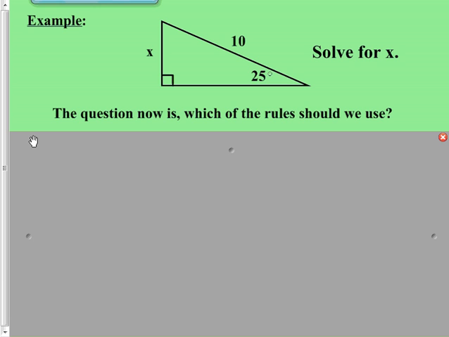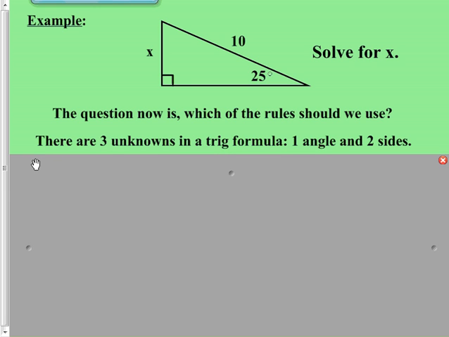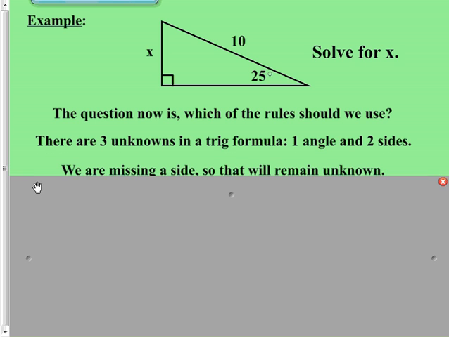We have 3 rules: sine, cosine, tangent. Which of the rules should we use? Well, the answer is going to depend upon what information we actually have in the triangle. We need an acute angle to work from. And as we know in our trig functions, there are 3 unknowns. There's an angle measurement, theta, which is unknown, and there are 2 side lengths, depending on which ratio we pick. So we have to select the one that most suits the type of problem we have.